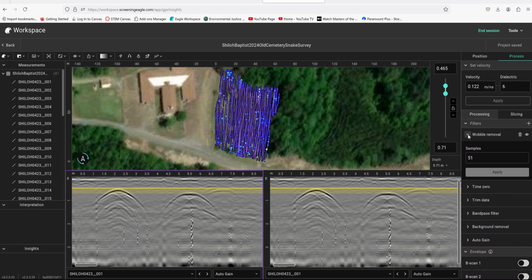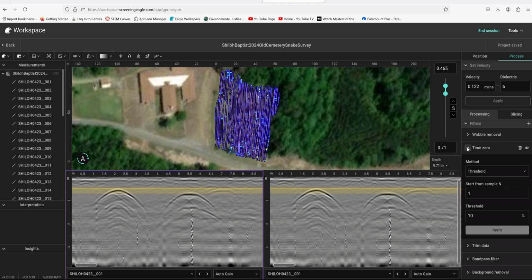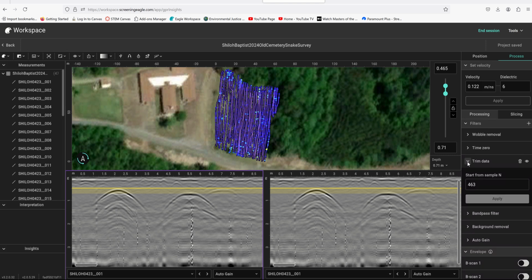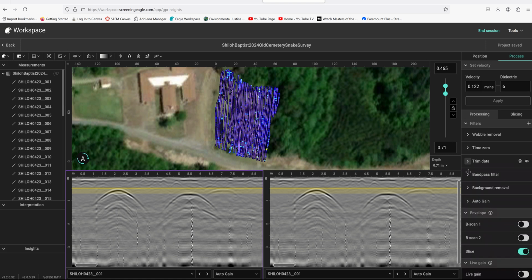I usually leave it at the default 51. Our time zero threshold is fine. And basically this is removing any of the lag signal that we're getting. Our trim data, I usually let this populate from our N, and so it will vary depending on how long our lines are and what the average length is.